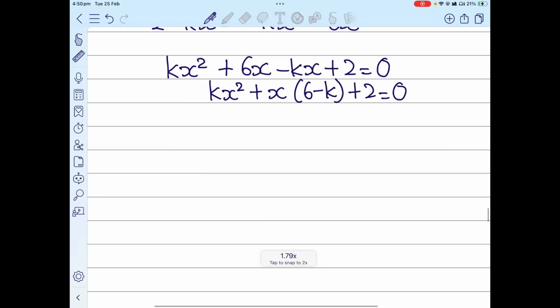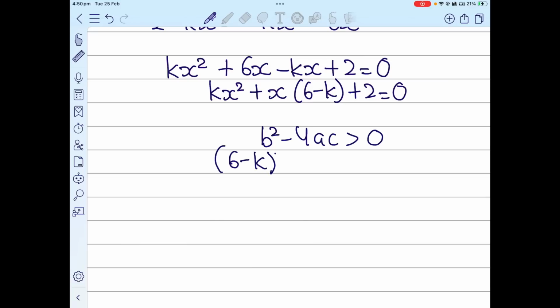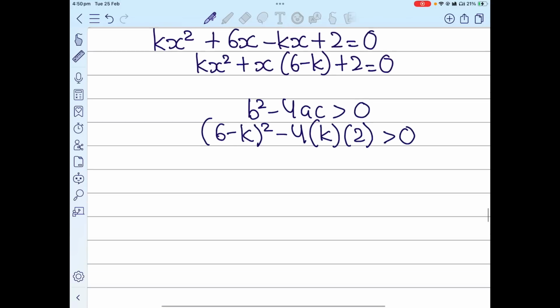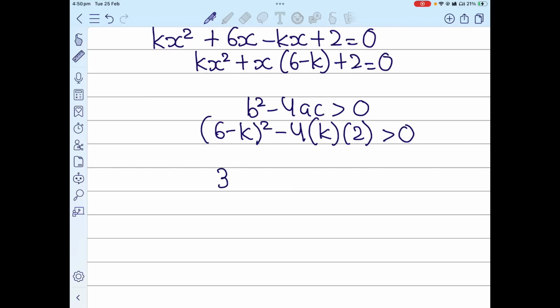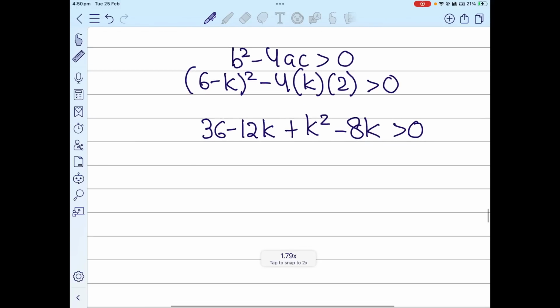Now, what is the point written here is that they intersect at two distinct points. So in two distinct points, obviously my b square minus 4ac should be greater than 0. What is the value of b square? 6 minus k square minus 4 into the value of a, which is k, and the value of c is 2. It's greater than 0. Now what is 6 minus k squared? 36 minus 12k plus k square, minus 4k into 2, which would be minus 8k, is greater than 0. So k squared minus 20k plus 36 is basically greater than 0.